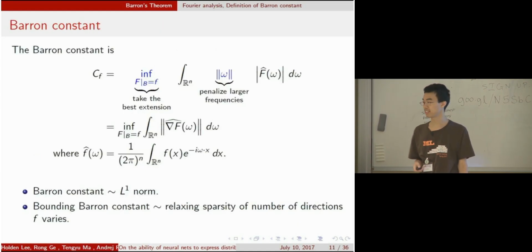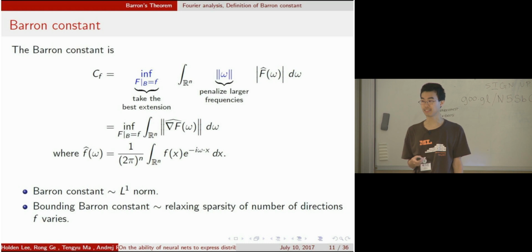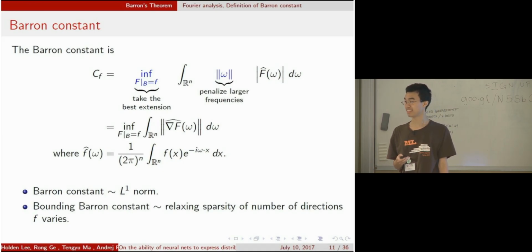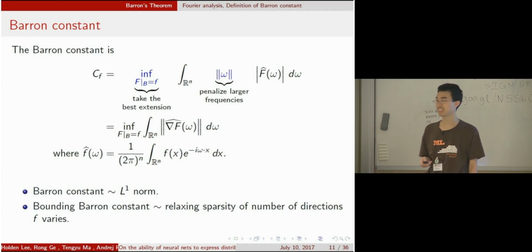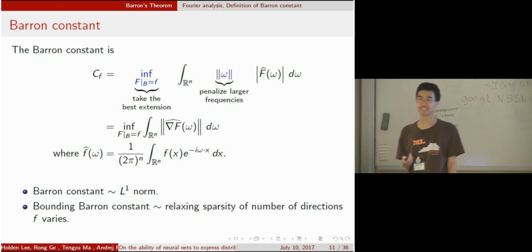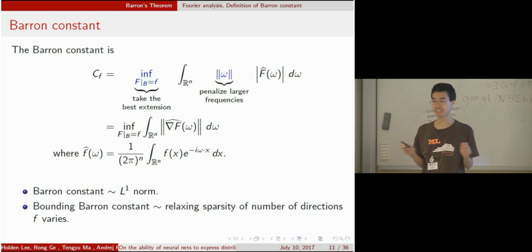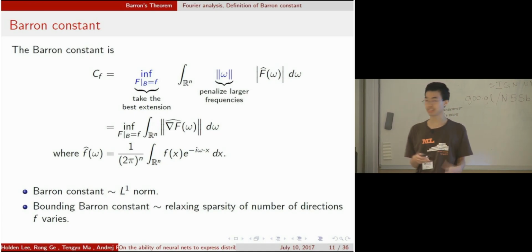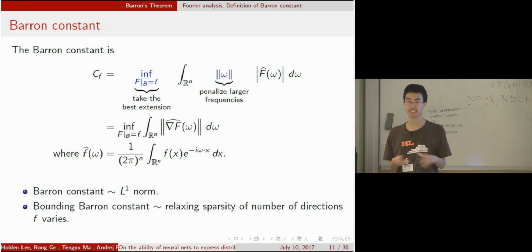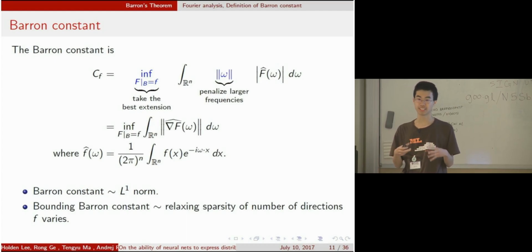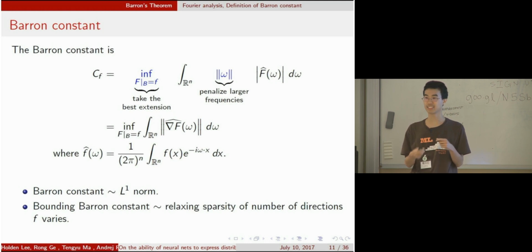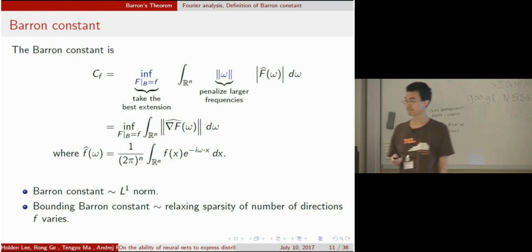Okay, so more formally speaking, the Barron constant is defined as the infimum over all extensions big F of f that agree with little f on the ball, of the integral of the norm of omega times the norm of the Fourier transform of f at omega. And using some Fourier analysis, another way to write this is as the norm of the Fourier transform of the gradient of f. Okay, so from this you can see that the Barron constant is kind of like an L1 norm. This means that bounding the Barron constant will be like, instead of bounding the sparsity of the directions of variation, we bound some kind of L1 relaxation of that.